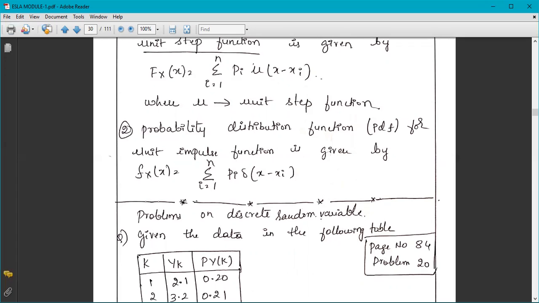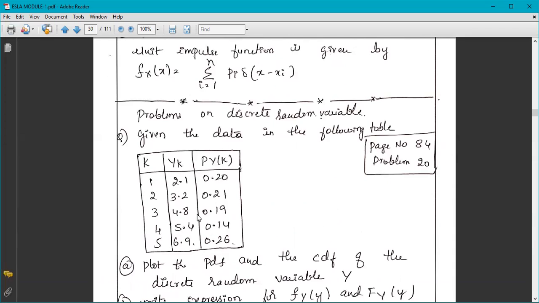Probability of x_i times delta(x - x_i). Therefore, we'll see one problem on a discrete random variable.